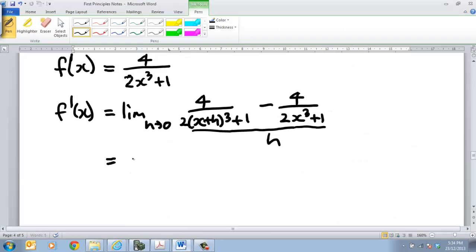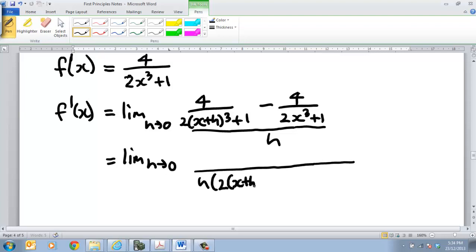Right, so if we bring it over the lowest common denominator, again, we don't think about it, we just bring over whatever we've got there. So that's going to be simply h bracket 2x plus h cubed plus 1. Definitely don't expand this. And then that's going to be times by 2x cubed plus 1.